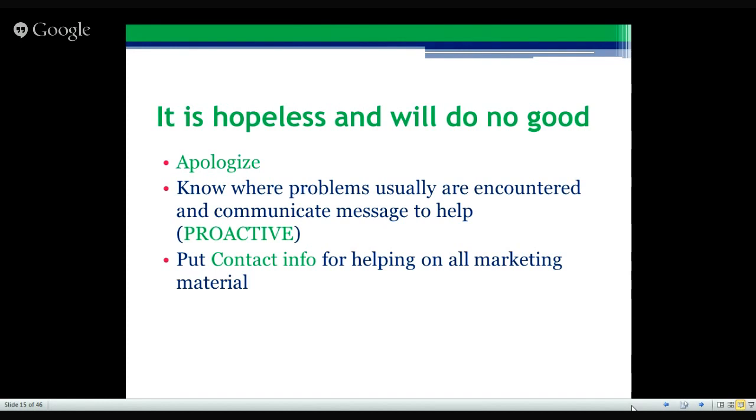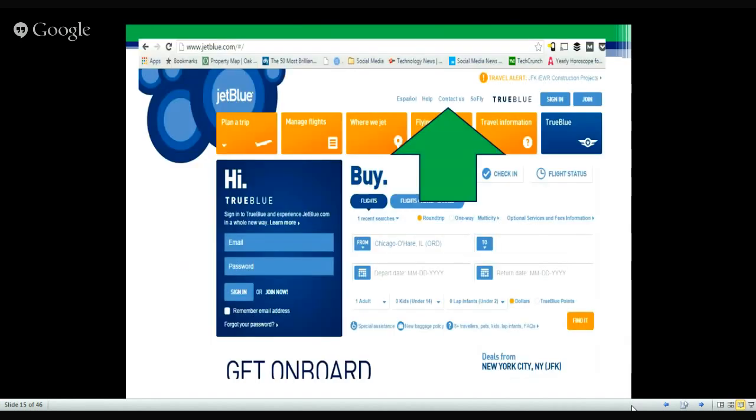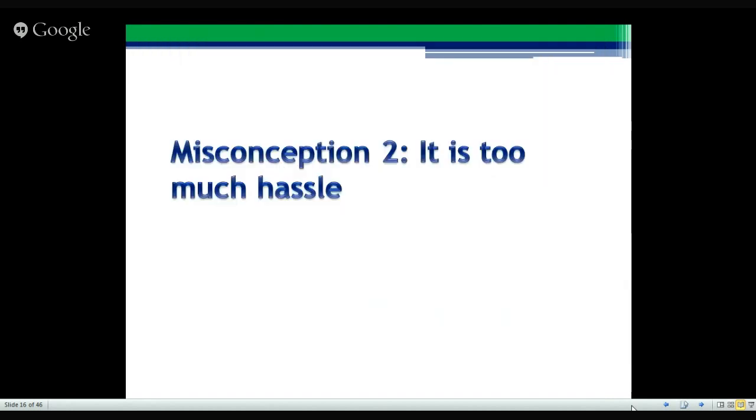Also, you'll see this a lot. Put your contact info for helping on all marketing material. Have questions, contact us, as JetBlue does. There's a help button, a contact us button right on the front page, right on the top fold of the actual website. You can see it's right there in your eyesight instead of hidden somewhere, because JetBlue really wants to know what your problems are. And this is why JetBlue is a really great brand today on the internet.